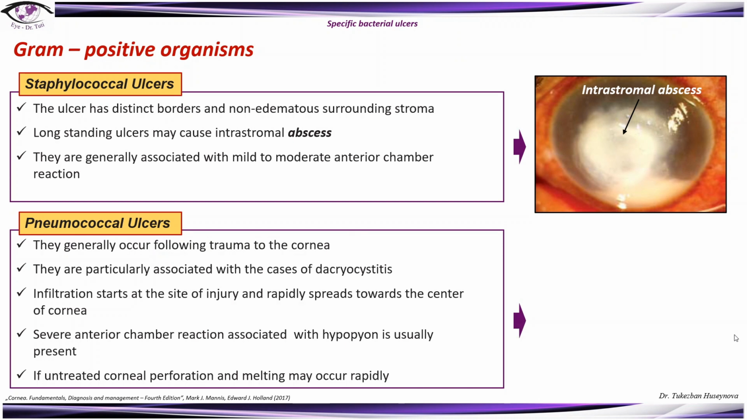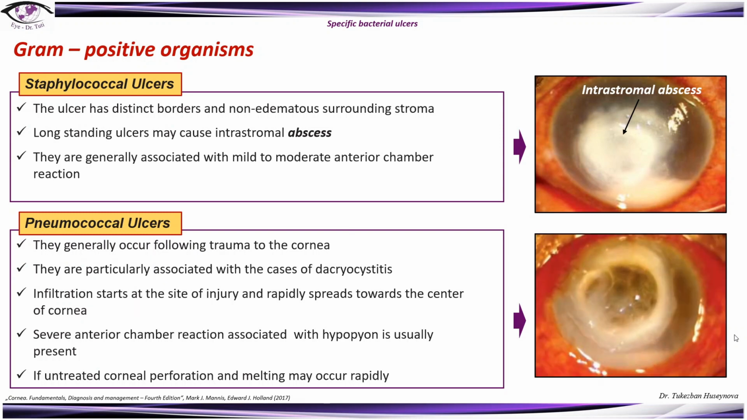Pneumococcal ulcers. They generally occur following trauma to the cornea. They are particularly associated with dacryocystitis. This is very rapidly progressive and can also lead to corneal perforation. In most cases there is always an anterior chamber reaction associated with hypopyon, and if there is no proper treatment, it can lead to melting, and it can happen pretty fast. So this is a case of pneumococcal ulcer.